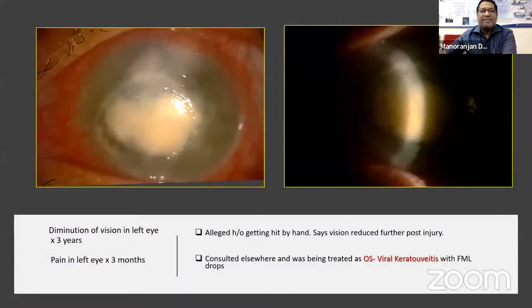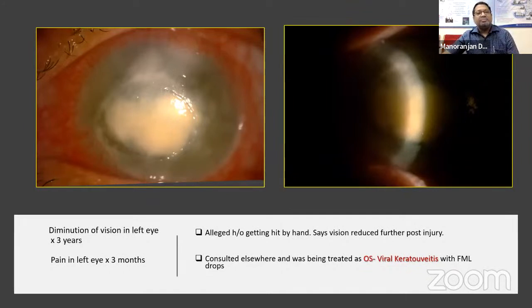The patient was a 65-year-old male who had compromised vision in his left eye for a long time. But after some vague history of injury, the left eye has been uncomfortable for the last 3 months. He was diagnosed elsewhere as having viral keratouveitis and was on treatment with a cocktail of medication including soft steroids.